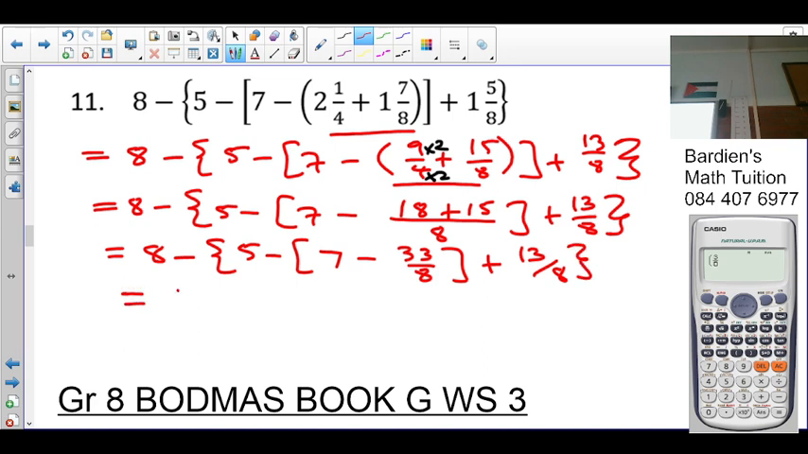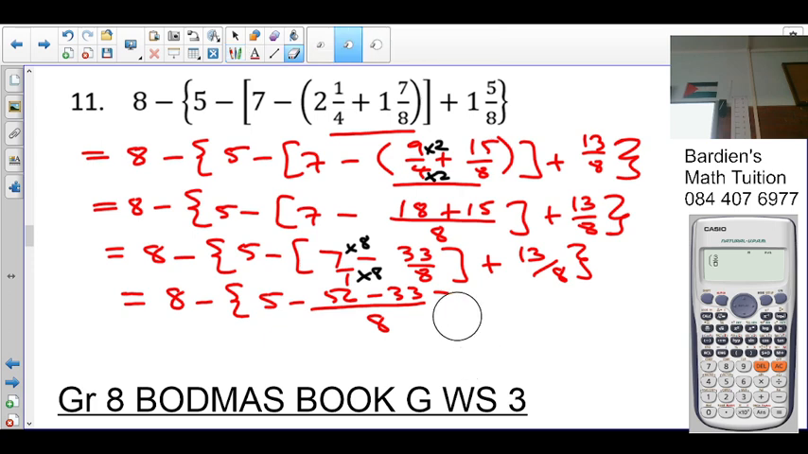Right, what's your LCM inside the bracket? 8, no? Yes. Then minus 8. So it's going to be 56, no? What's 8 times 7? Is it 56? Yes, sir. Right, 56 minus 33. We're actually reading this bracket at this point. Plus 13 over 8.